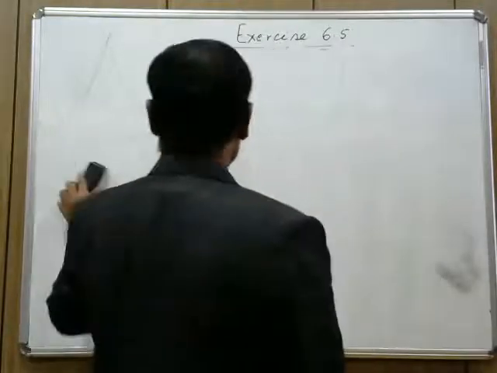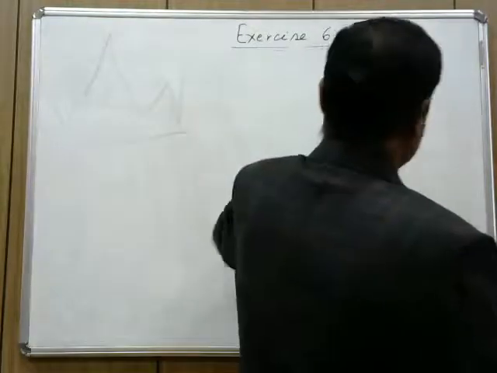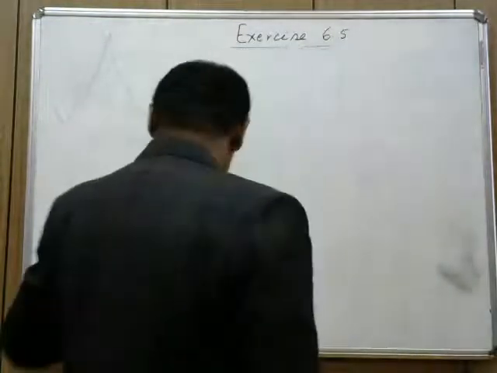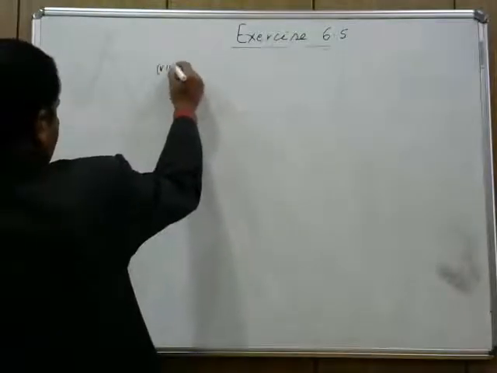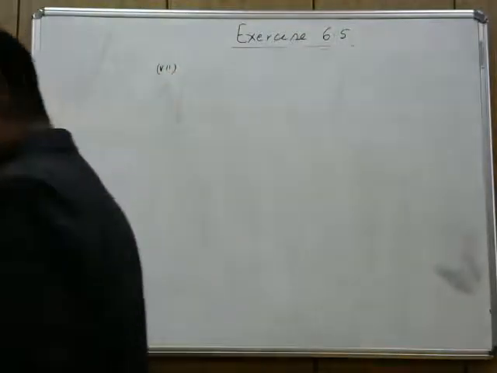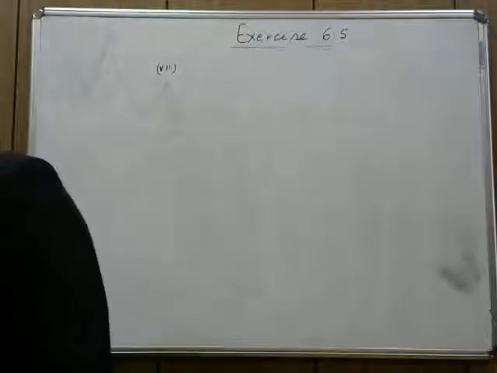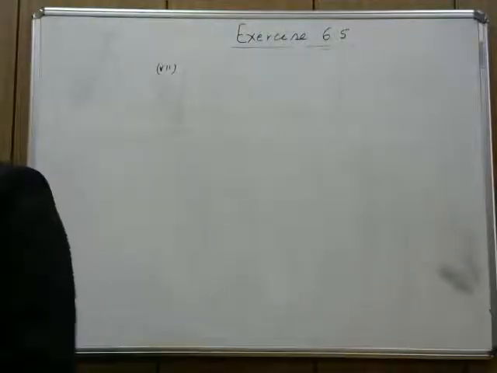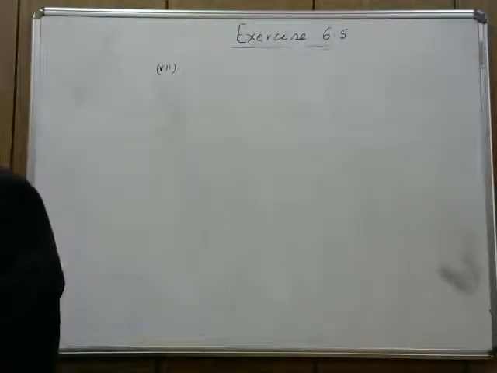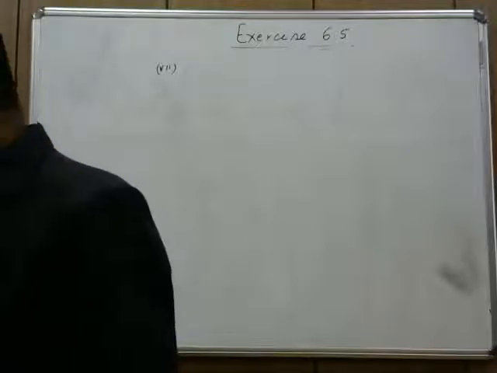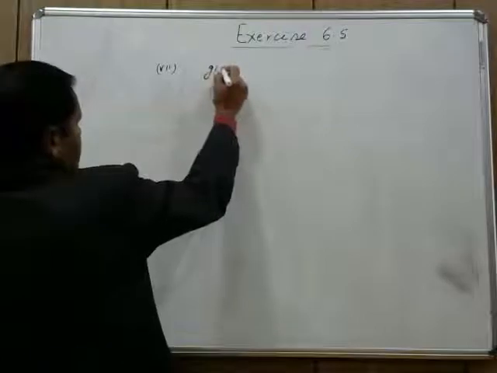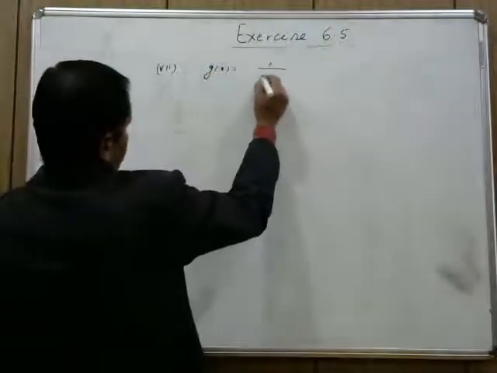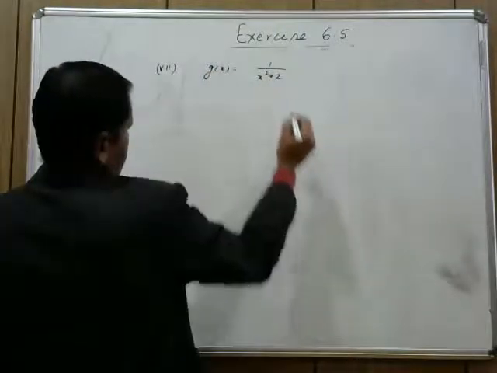All these questions have the same concept. 7th part, the given function is g of x is equal to 1 upon x square plus 2. G of x is equal to 1 upon x square plus 2.